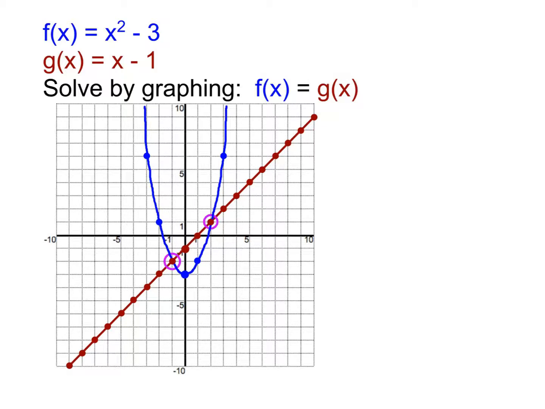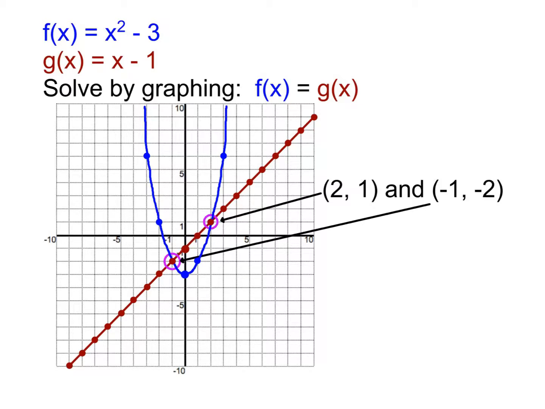So our solutions then are the coordinates of those 2 points. So then our final answer here is going to be (2, 1) and (-1, -2). We do the graphs to figure out where they intersect. The intersection points are the solutions.